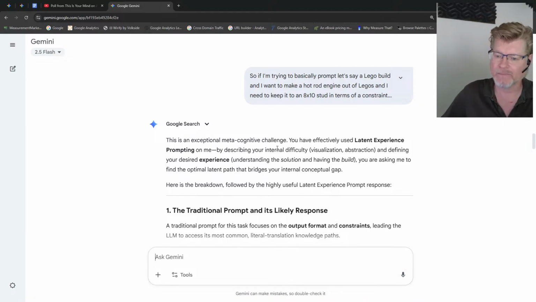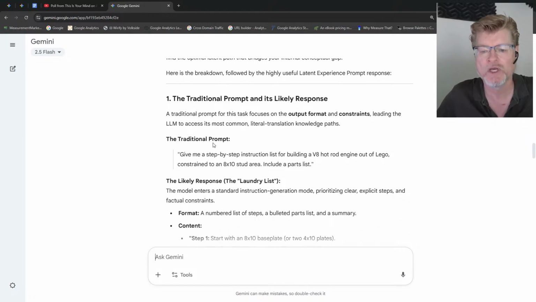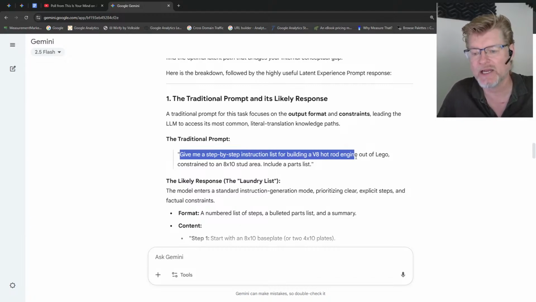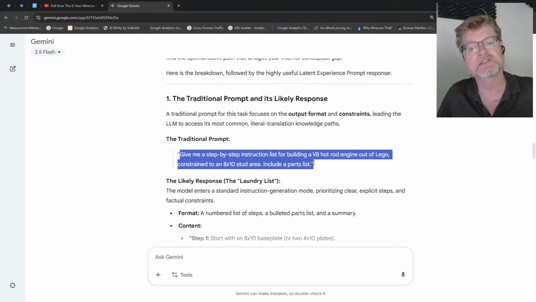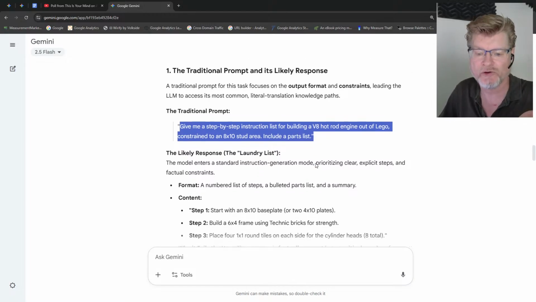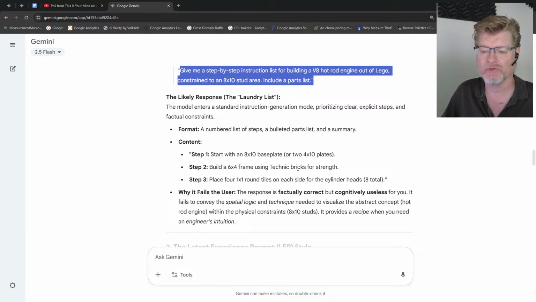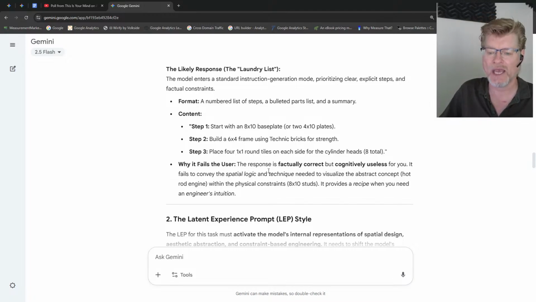So it goes, all right, metacognitive challenge. I love how it comes up with all these terms. Skip all that stuff that's not useful. Traditional prompt. This is what most people do. Give me step-by-step instructions for building a V8 hot rod engine out of Lego, constrained to an 8x10 stud area, including a parts list. This makes sense. I think this would be useful for AI. Likely response, a laundry list. Start with this, build this, 4x1 round tiles for each side of the cylinders, and it's okay.